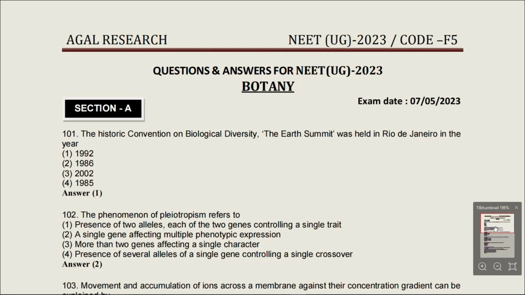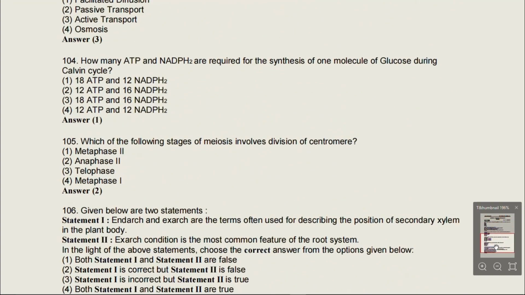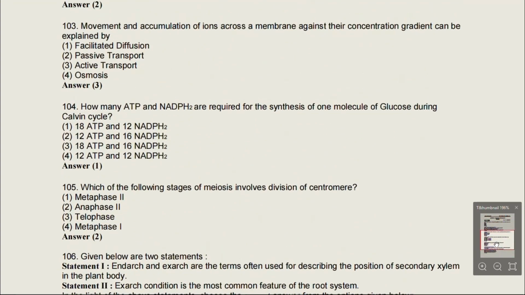The next one is movement and accumulation of ions across a membrane against their concentration gradient can be explained by active transport. The answer is option third, active transport. This question is taken from Physiology, Unit 5, Chapter 17, Locomotion and Movement.